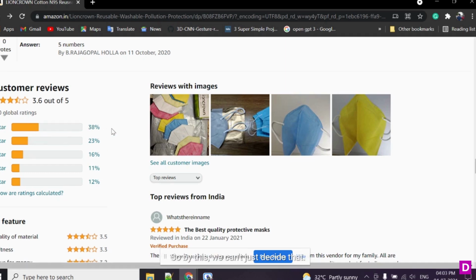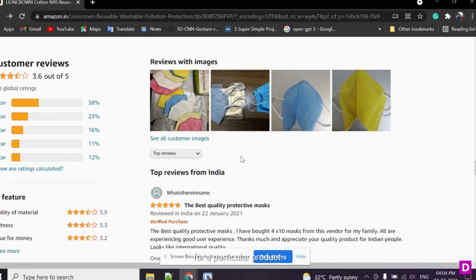So by this we can't just decide that this is a very good product, because if you consider both the rating as well, then we can make a good decision, right? So there are 5 stars of 38% and 4 stars of 23%. So by this we can collectively assume that this product is actually worth the purchase or the amount which we'll give, right? So these are all the outcomes or the takeaways from our reviews for a particular product.